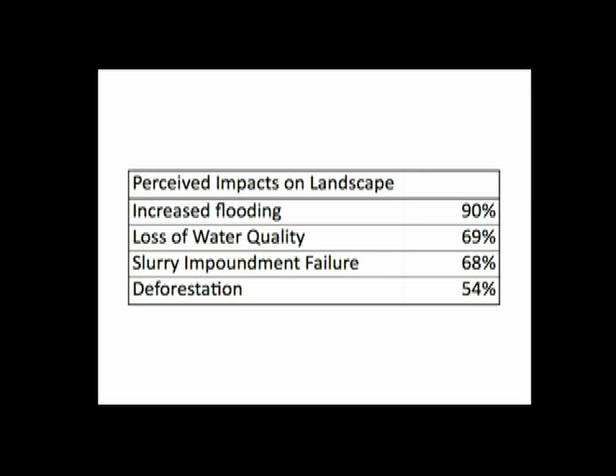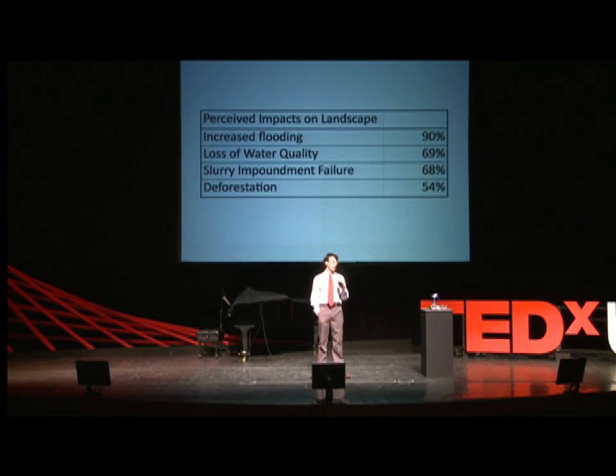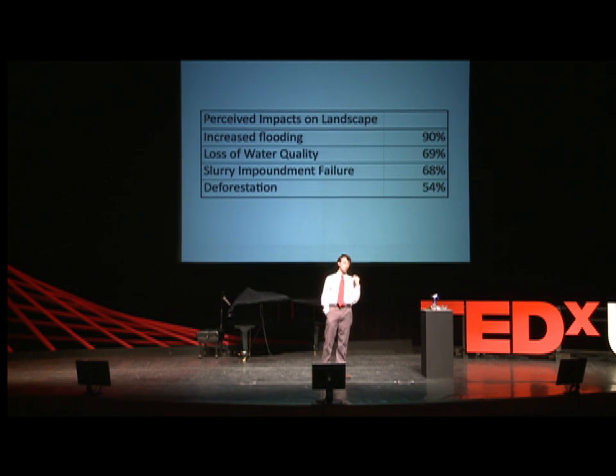So this table shows research being done by a woman named Jen Osha at West Virginia University. She is doing surveys with people in coal extraction areas, outside of the technical discourse, outside of the permitting process, outside of the legal dialogue, to understand how they see coal extraction impacting their communities, their families, their landscape. As you can see, 90% of respondents have listed increased flooding as their number one perceived impact of strip mining on the landscape.